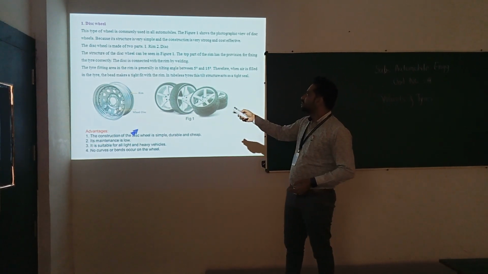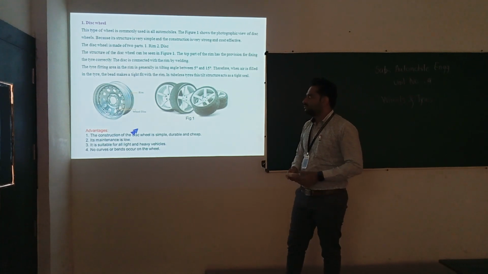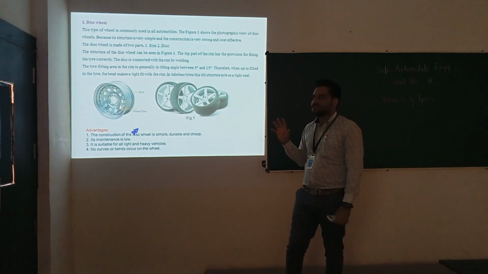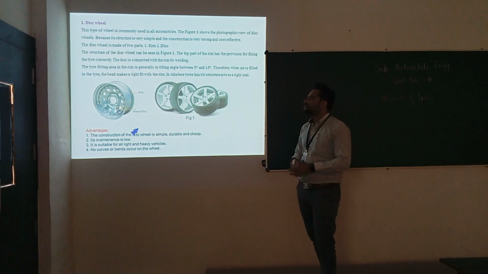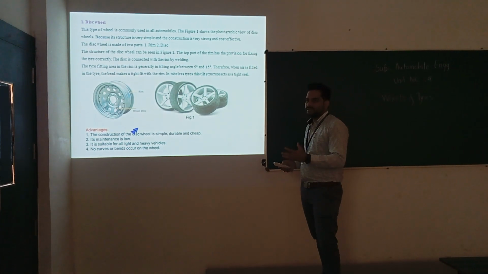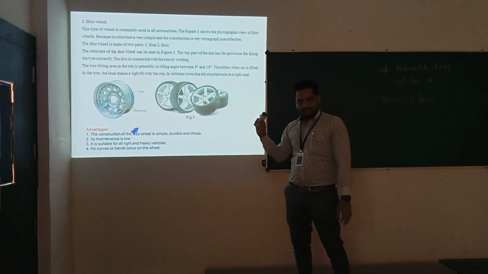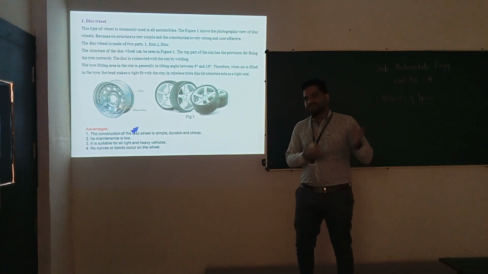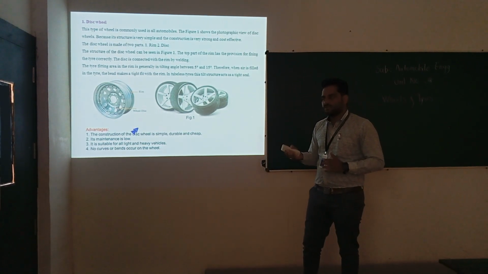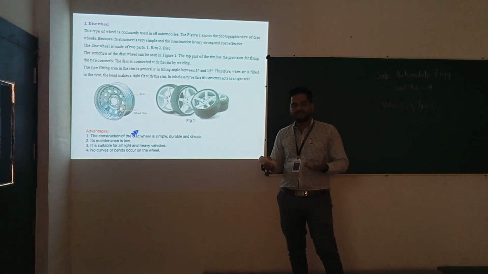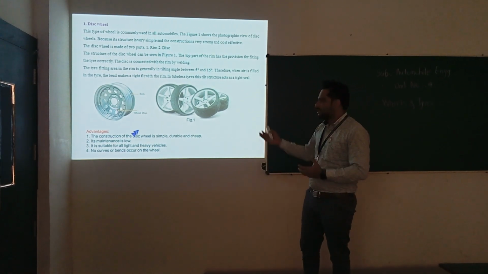Figure 1 shows the photographic view of the disc wheel. Because its structure is very simple and construction is very strong, initially we preferred this type of wheel. But as modification and upgradation go on, the lighter wheels, that are cast wheels, are preferred recently.